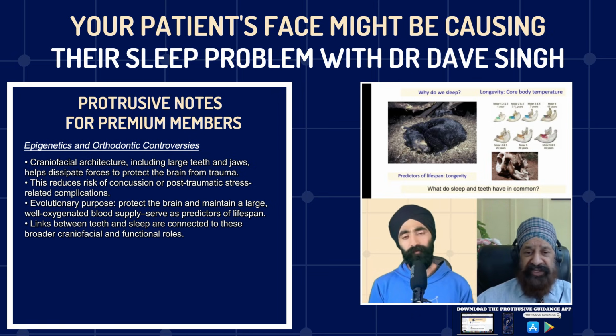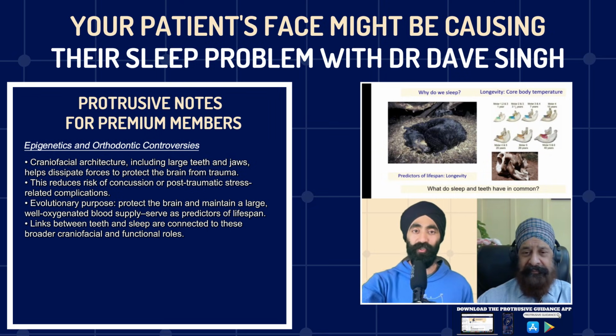And so when you think about teeth and sleep, what do they have in common? It's really about the lifespan. They are predictors of lifespan. They are predictors of longevity. Fascinating. So there we are. It's to protect our brain. It goes back to the origins and evolution.